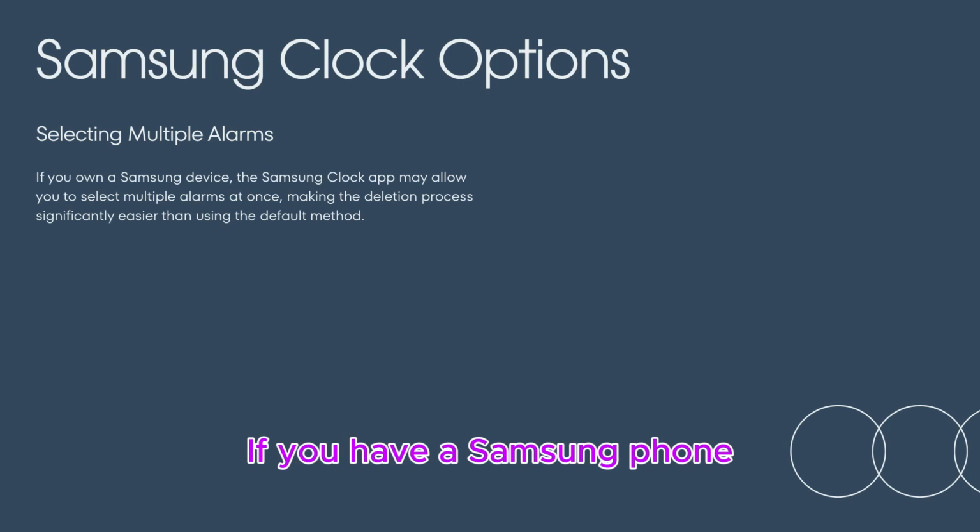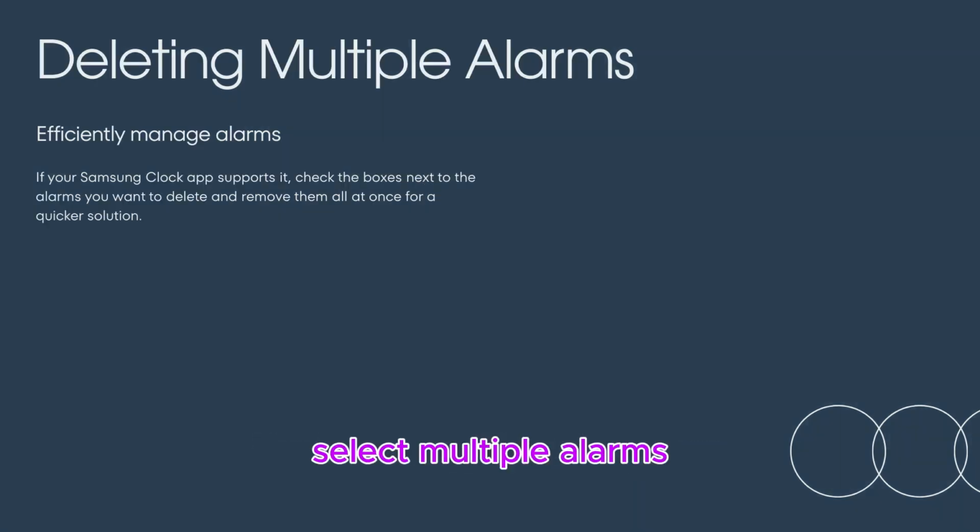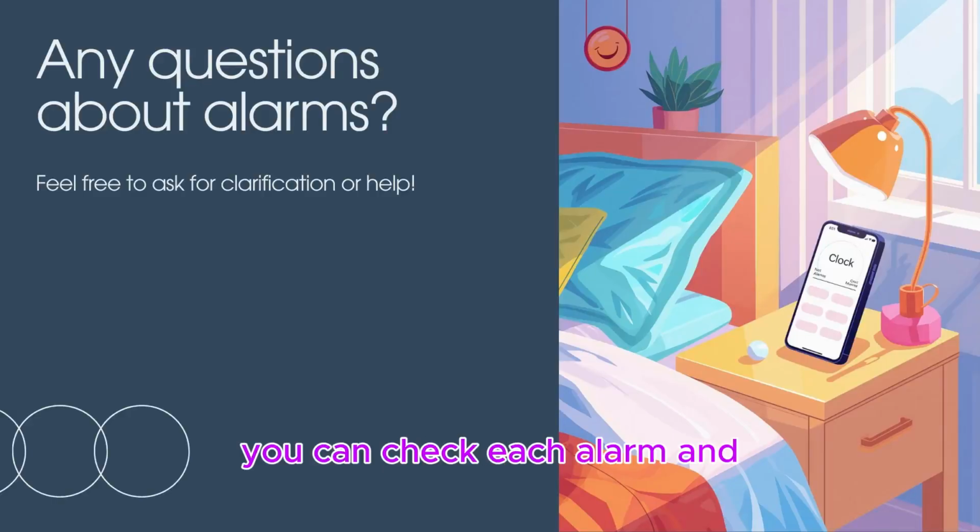If you have a Samsung phone, the Samsung Clock app may allow you to select multiple alarms. Open the app, go to Alarms, tap the three-dot menu, and look for Select Alarms or Delete Multiple. If available, you can check each alarm and delete them at once.